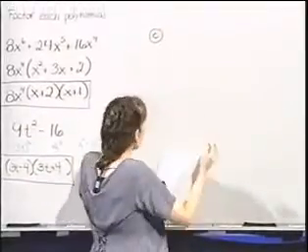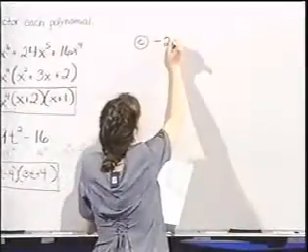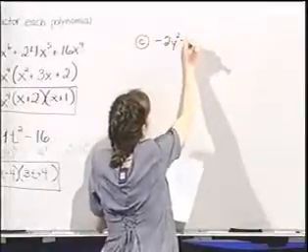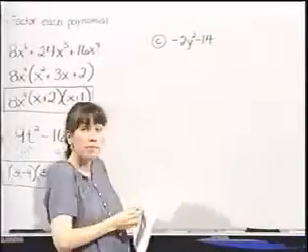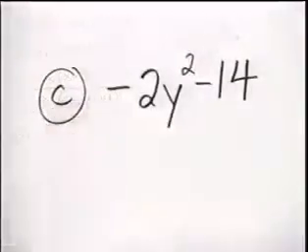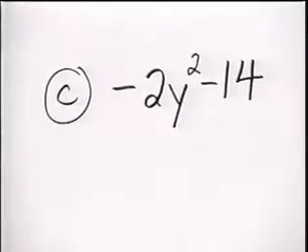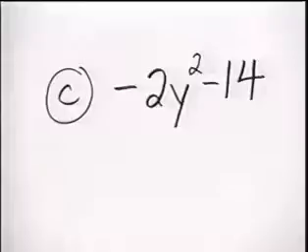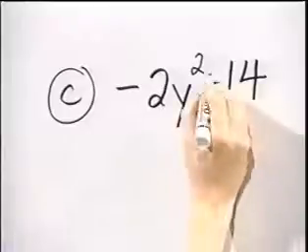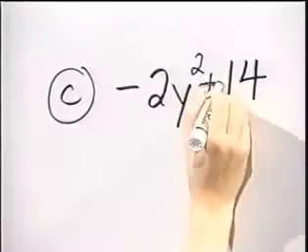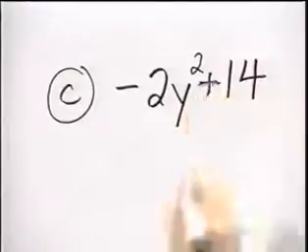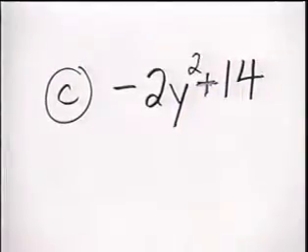Example C reads as follows. Let's take the polynomial negative 2y squared minus 14. So again, you should be going over these steps as I go over them. The first thing you want to do is factor out any common factor. Well, actually, you know what? Let's make this problem a little more difficult. Let's put a plus here. So everyone change this. Instead of a minus, let's put a plus. In other words, let's rewrite our problem to be negative 2y squared plus 14. Now, let's take out a common factor.